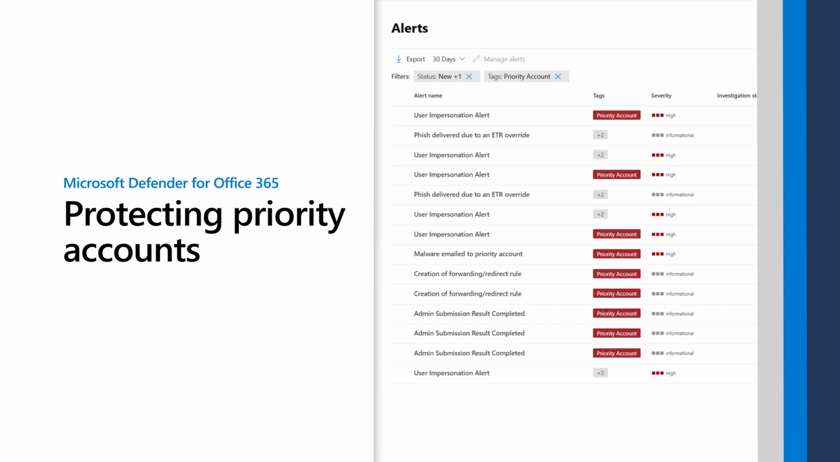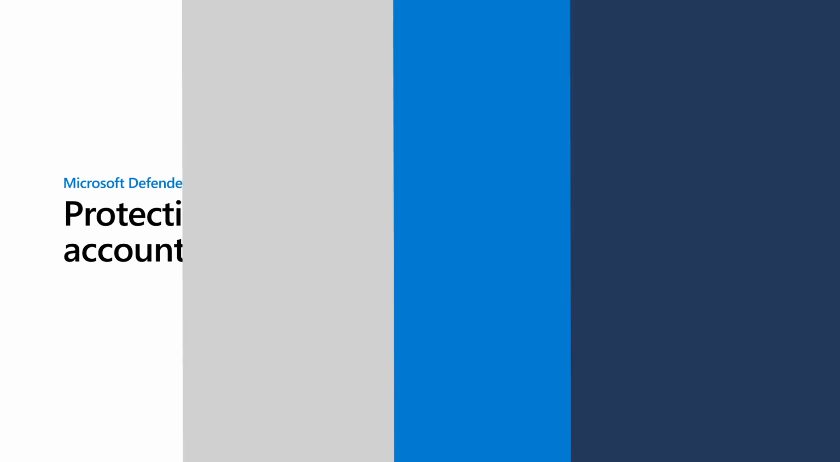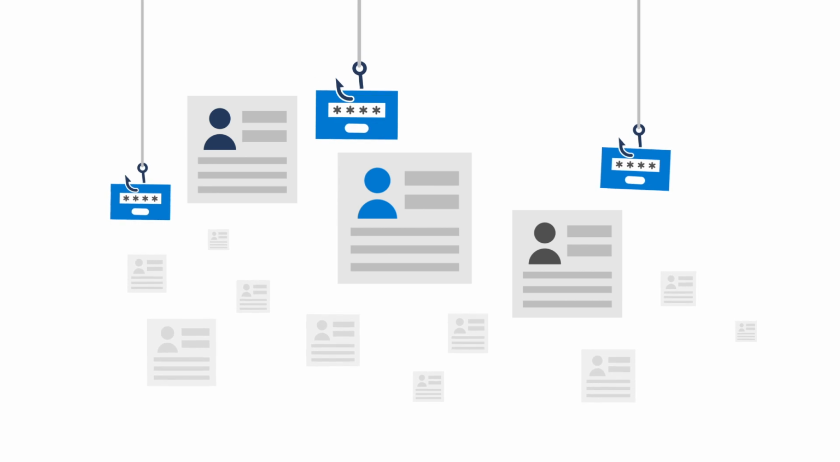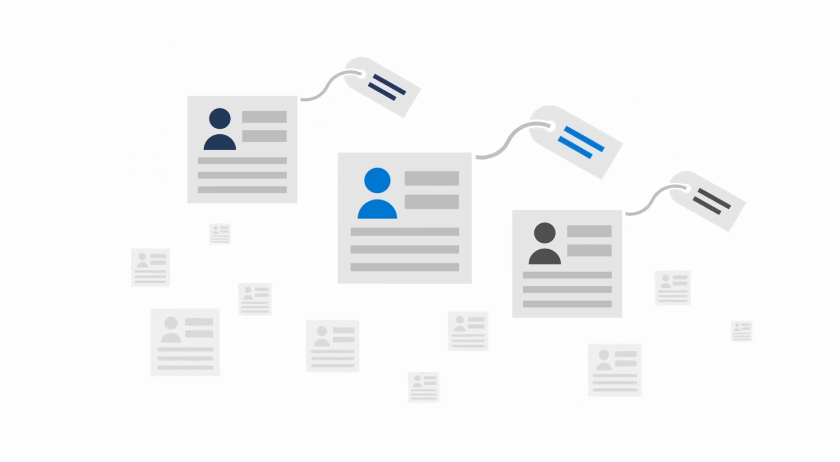In Microsoft Defender for Office 365, tagging priority accounts helps to surface them in Microsoft 365 Defender. That's important because over 90% of cyber attacks involve phishing, and priority accounts are often their primary focus. Tagging these accounts gives you more visibility into threats against them throughout the product.